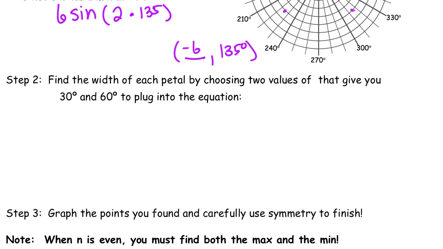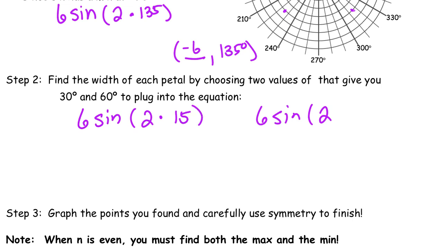So we're going to do both 30 and 60. So I'm going to do 6 sine, and I got to get this to equal 30, and I'm going to do 6 sine, and I got to get this to equal 60. So 2 times what is 30? It's going to be 15 degrees, which means my answer will be 15 degrees. And then this one is going to be 2 times what to give me 60? So that means my answer down here is going to be 30 degrees.